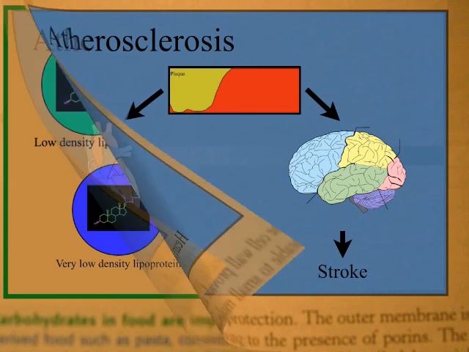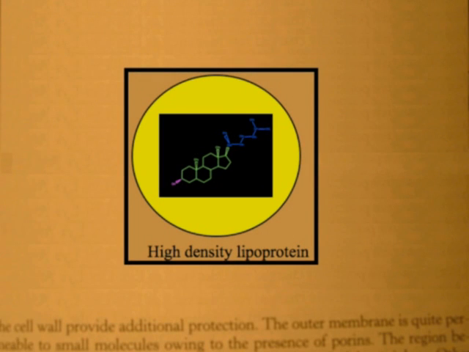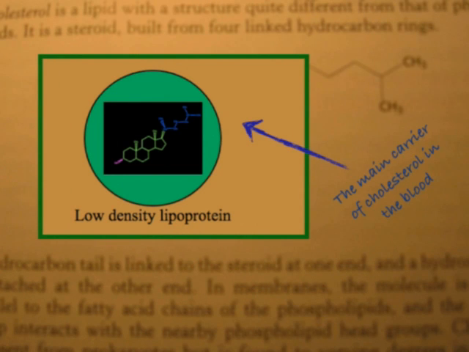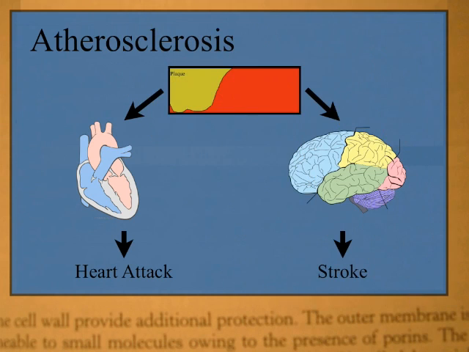However, if we go back to our lipoproteins, high-density lipoprotein, or HDL, in contrast to LDL, is dubbed good cholesterol. This is because it works to pick up loose cholesterol in the body, reducing the buildup of cholesterol in the blood. As we saw previously, LDL is the main carrier of cholesterol. This means that atherosclerosis and therefore heart attacks and strokes are still very common.